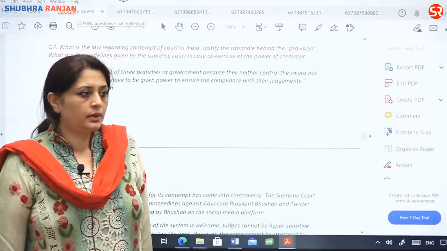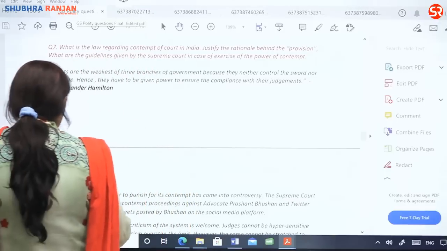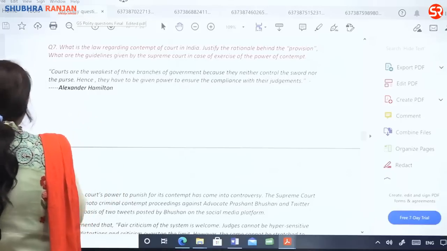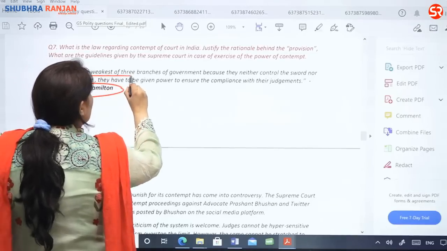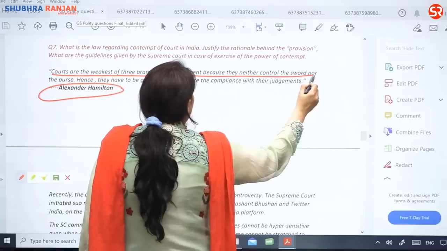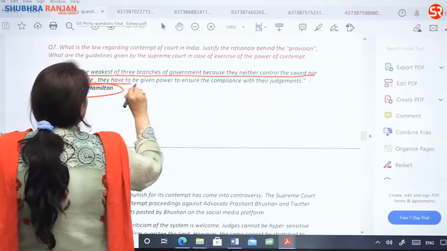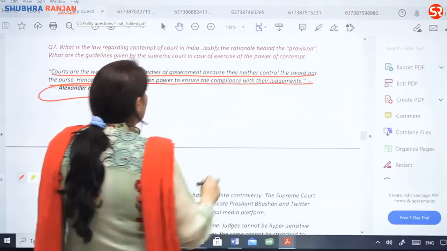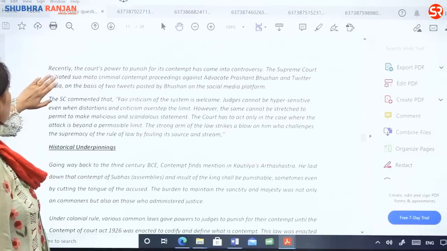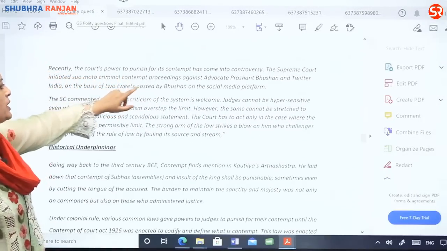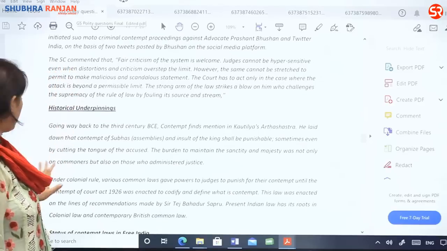Since it is an expected question, I have taken a lot of pain to prepare the answer. So please go through it properly. Alexander Hamilton's statement, which can come in your essay also, is that courts are the weakest of the three branches of government because they have neither the sword nor the purse. Hence they have to be given power to ensure compliance with their judgments. And recently the Supreme Court's power to punish Prashant Bhushan for the tweets, the Supreme Court has commented.